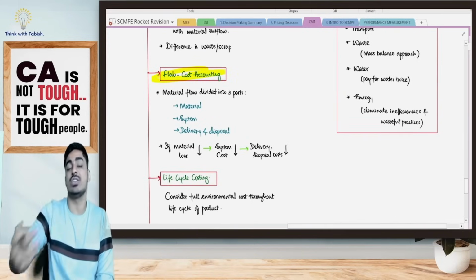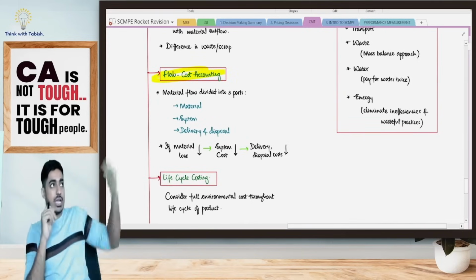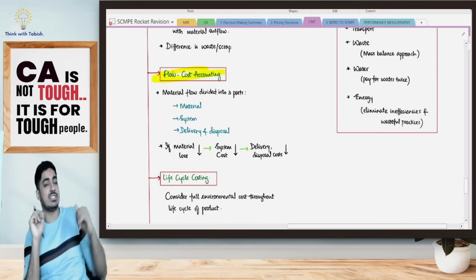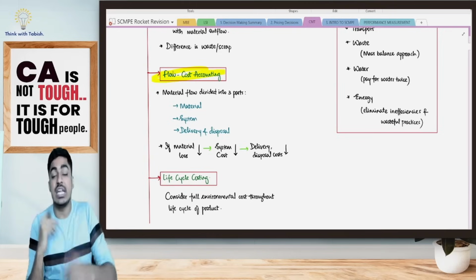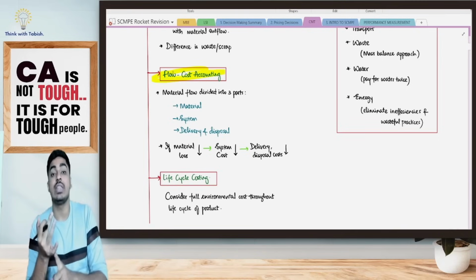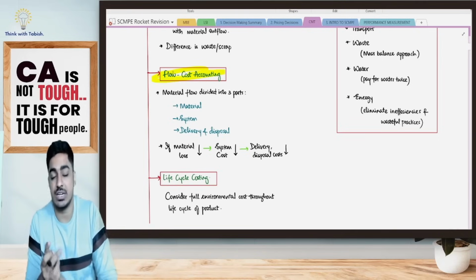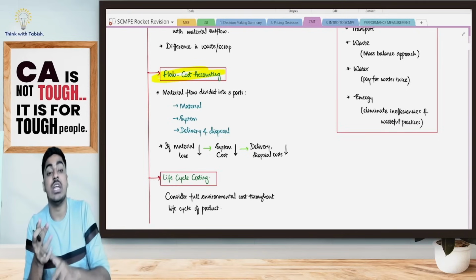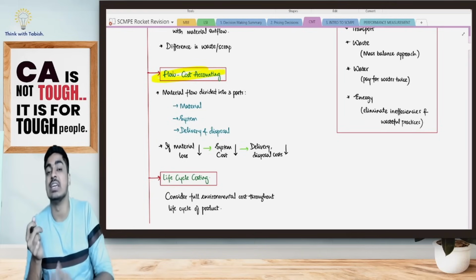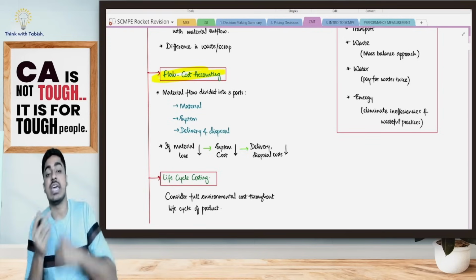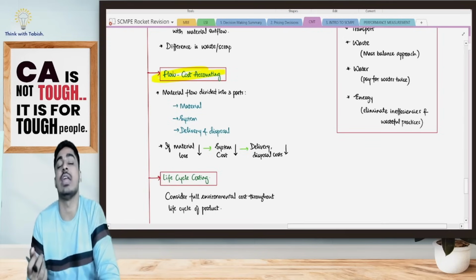Next, flow cost accounting. It is an extension of your input-output analysis. It is telling, okay, 20 kg material is wasted, 100 kg input, 80 kg output. It's not just that 20 kg material is wasted. Along with that, 20% of material is wasted. 20% of system cost, that is your labor, overhead, all that cost is also getting wasted. Along with that, 20% extra delivery disposal cost also I'll have to incur.